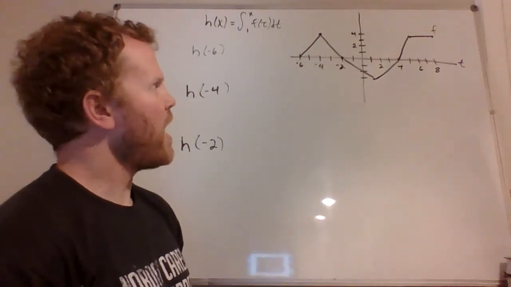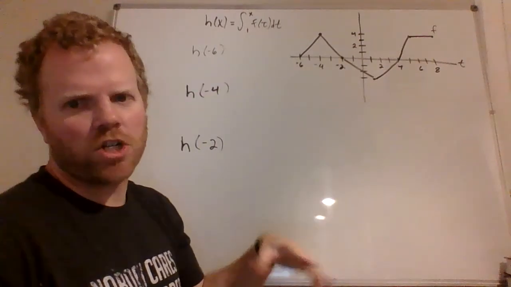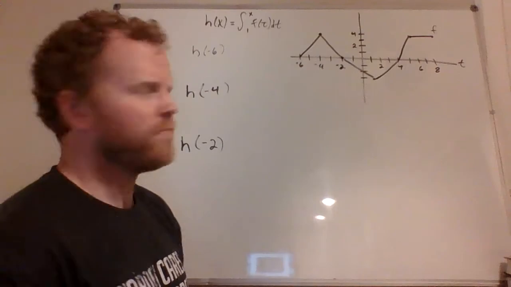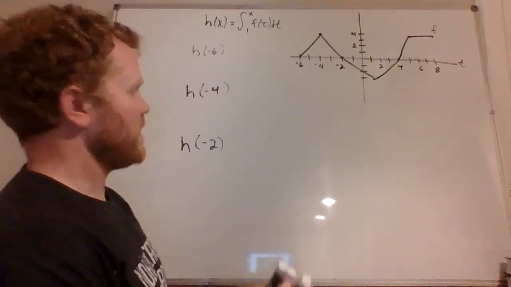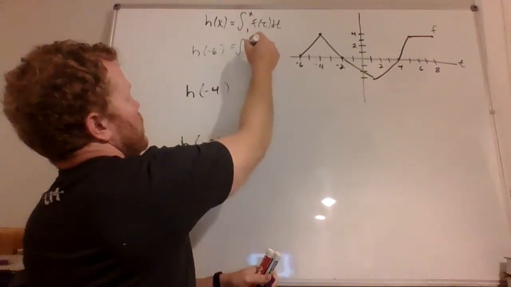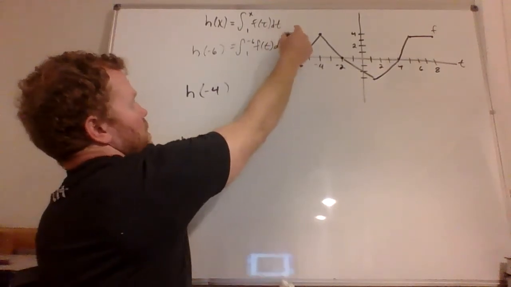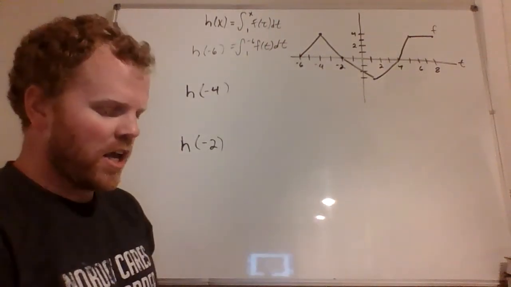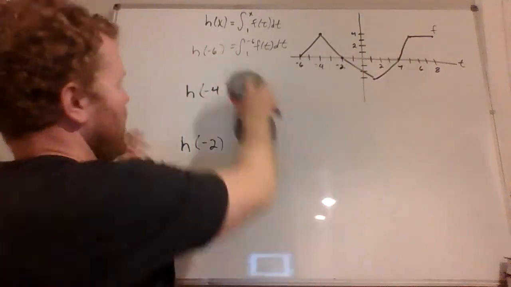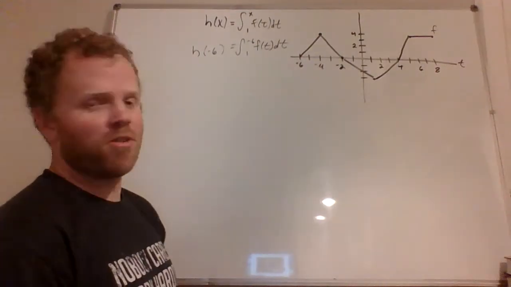So let's talk about how, when we change the anchor point, the lower limit of integration is what it's technically called, it affects the function. So let's do h of -6. h of -6 is telling you to integrate this function from 1 to -6, f of t dt. So this is kind of funny when we're starting at -6. This is kind of easy. This was the easiest question on the first page, and it's kind of weird here.